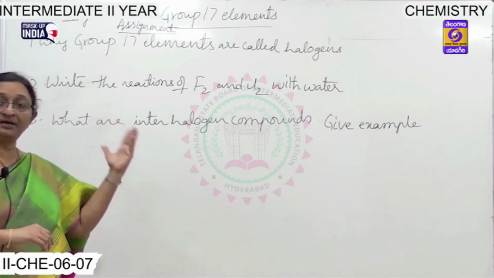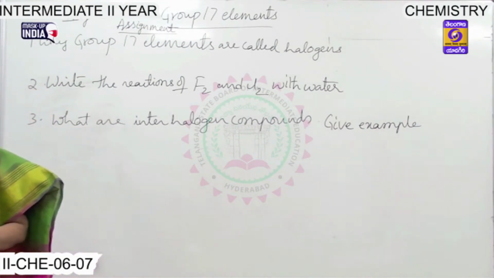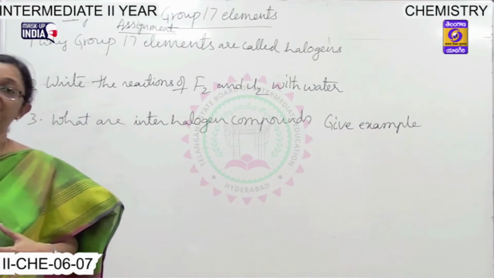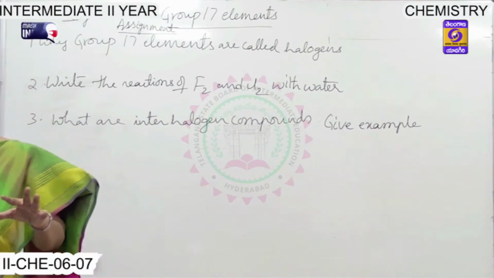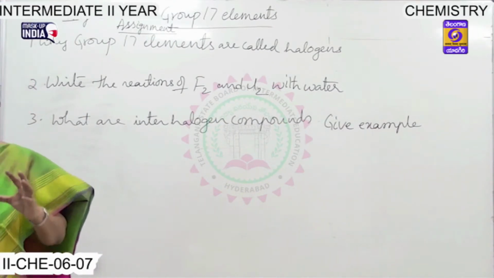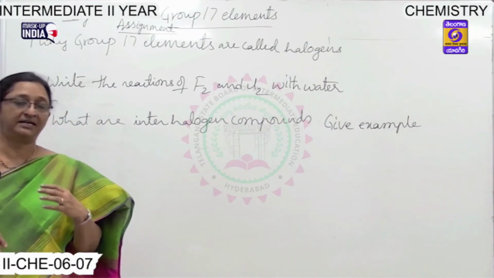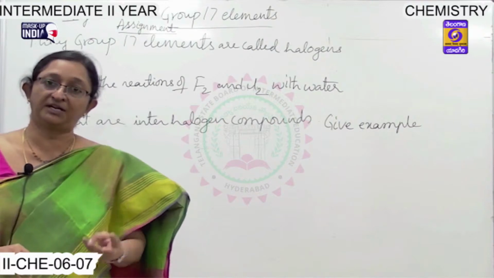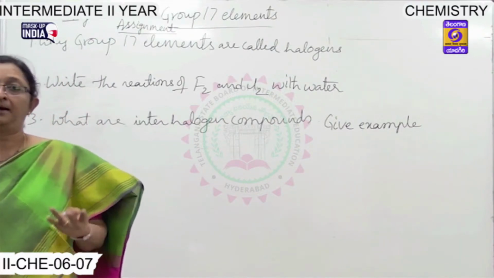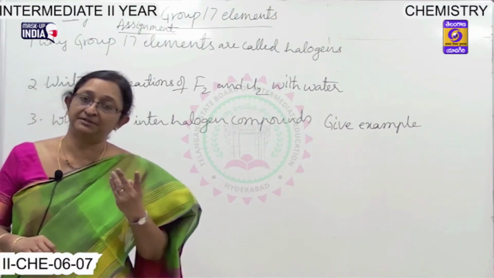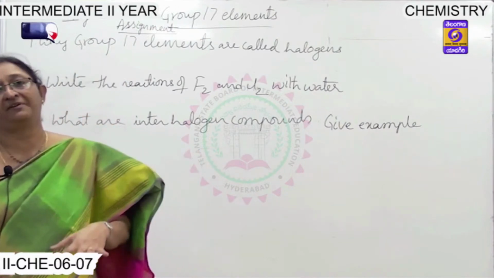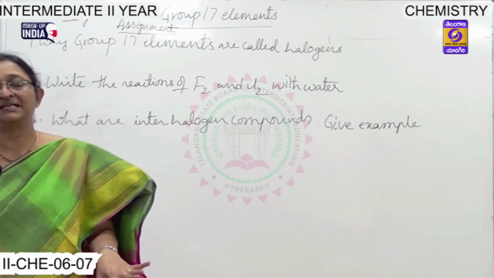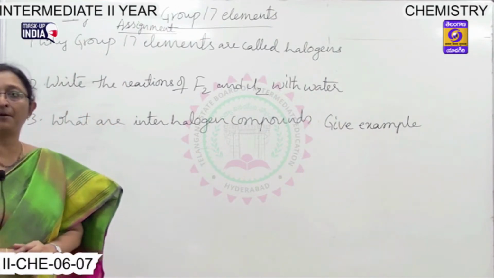Then we have learned about the anomalous behavior of fluorine also. Why does fluorine show the anomalous behavior? Because of its very small size and the non-availability of the d orbital. And also we have learned how they react with water, how they react with hydrogen, and how they react with metals, and they themselves will react among themselves and then form interhalogen compounds.